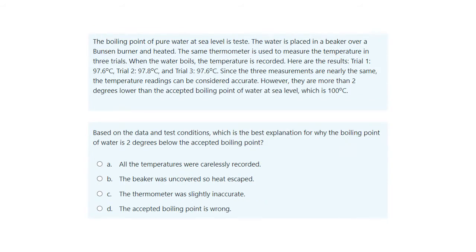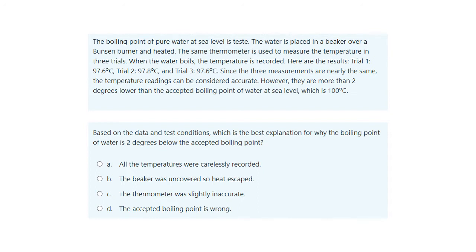Question 9. Based on the data and the test conditions, which is the best explanation for why the boiling point of water is 2 degrees below the accepted boiling point? A. All the temperatures were carelessly recorded. B. The beaker was uncovered so heat escaped. C. The thermometer was slightly inaccurate. Or D. The accepted boiling point of water is wrong.